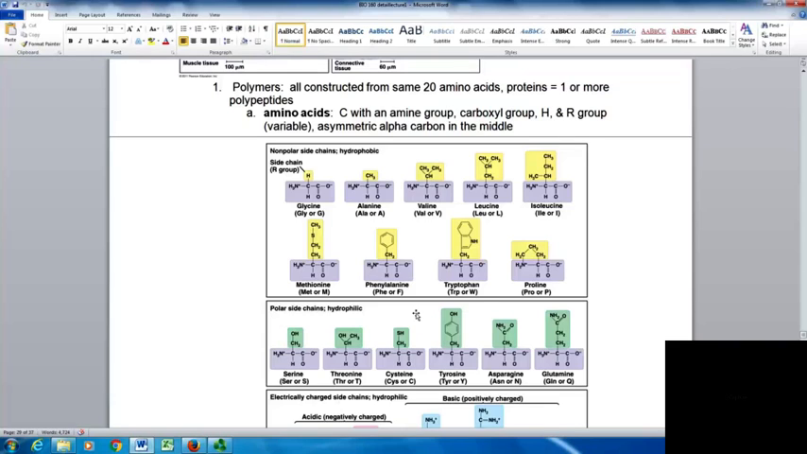So the amino acids are all going to have a similar structure. You've got a carbon here in the center. You're going to have an amine group on one end, an acid group on the other, a hydrogen on one end, and then you're going to have what we call the R group or the variable group. This is going to make them asymmetric molecules with the alpha carbon in the middle. R group is the only thing that's different on all 20 of them. So in this example here, it's got hydrogen in the place of R, a methyl group in the place of R, and so on as you look.